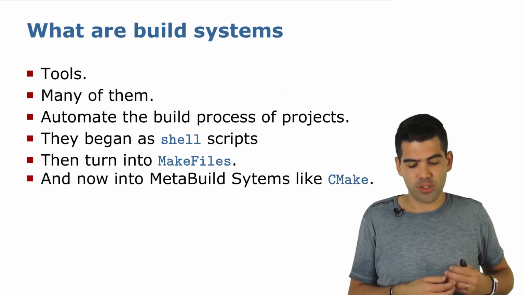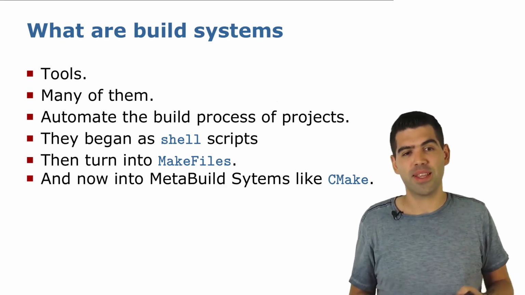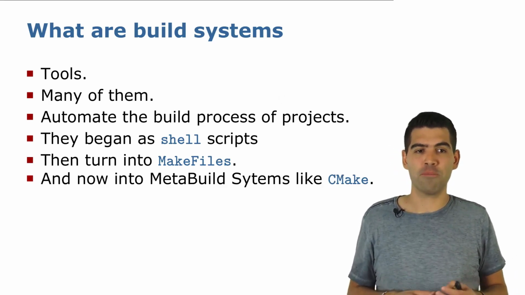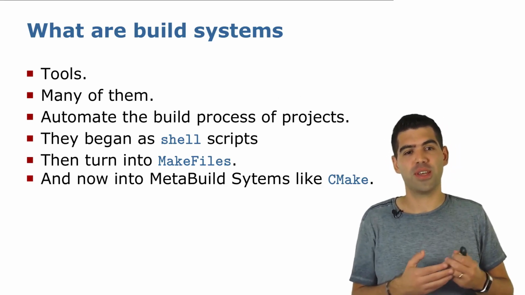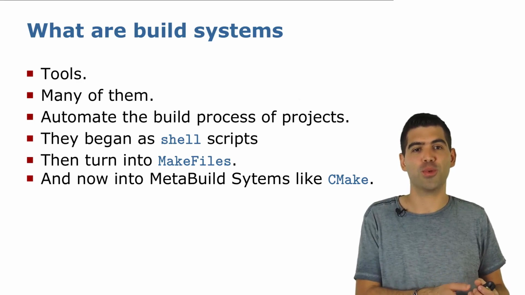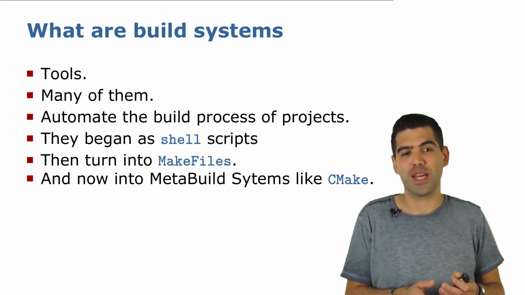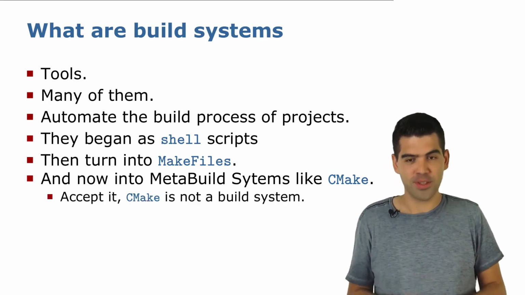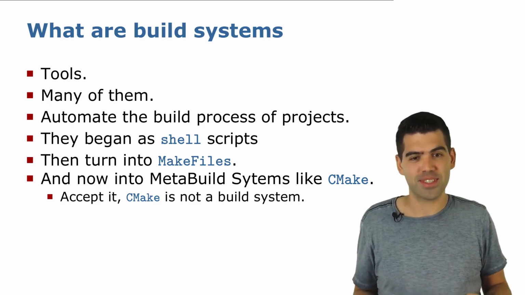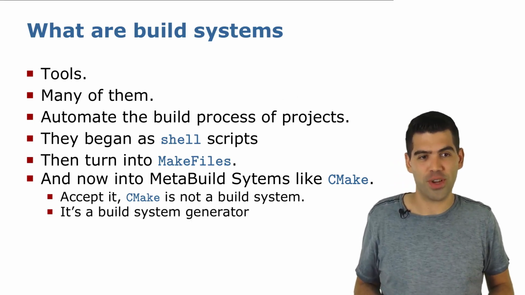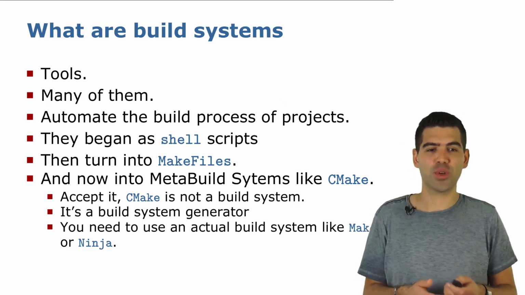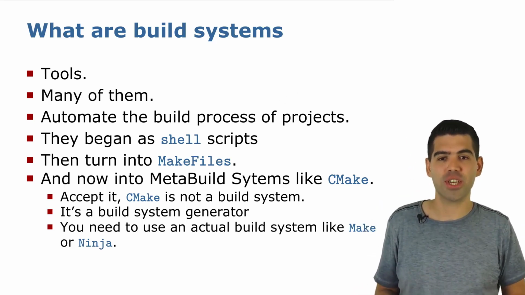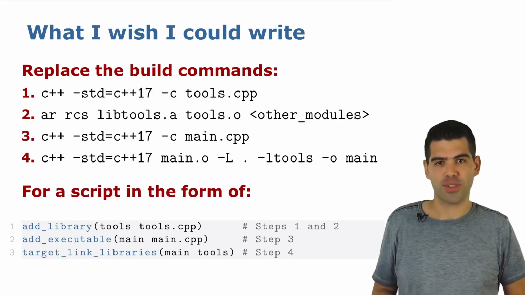But then they also turned into meta build systems like CMake, which is nowadays the most popular tool used out there. So why do we call it a meta build system? Because a tool like CMake is going to give you a build system that will allow you to build your project. So accept it, CMake is not a build system, it's just a build system generator. It's not a real build system. You need to use an actual build system like Make or Ninja in order to build your project.